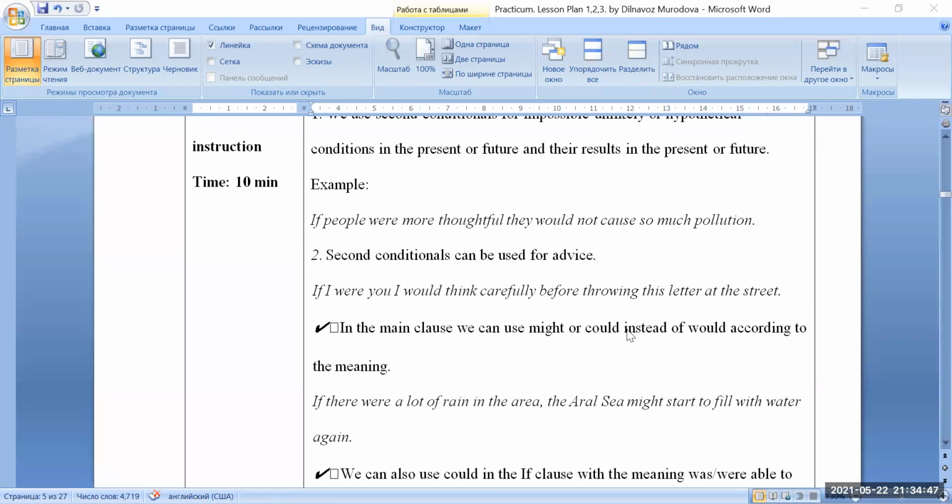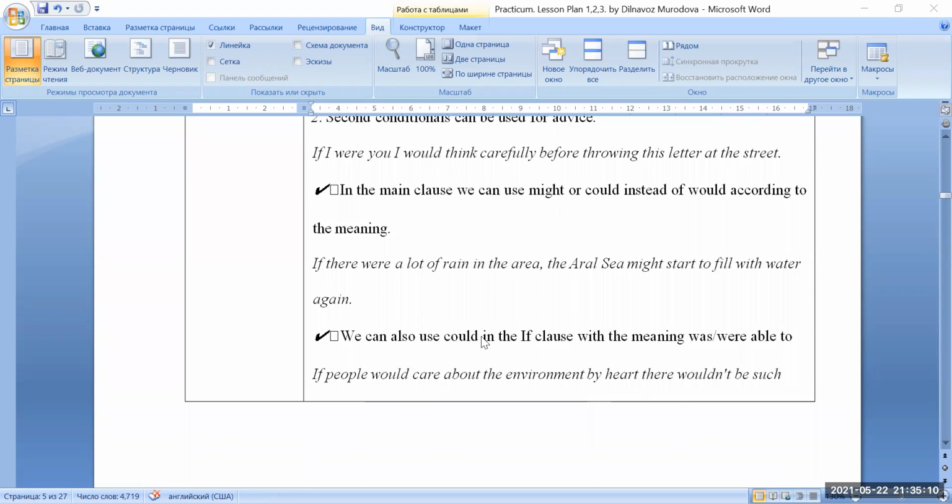I have already mentioned, instead of would, we can use might and could also, according to the meaning of the sentence. For example, if there were a lot of rain in the area, the Aral Sea might start to fill with water again. Just here, instead of would, we are using might, because the meaning of might is also possible in this sentence, okay?